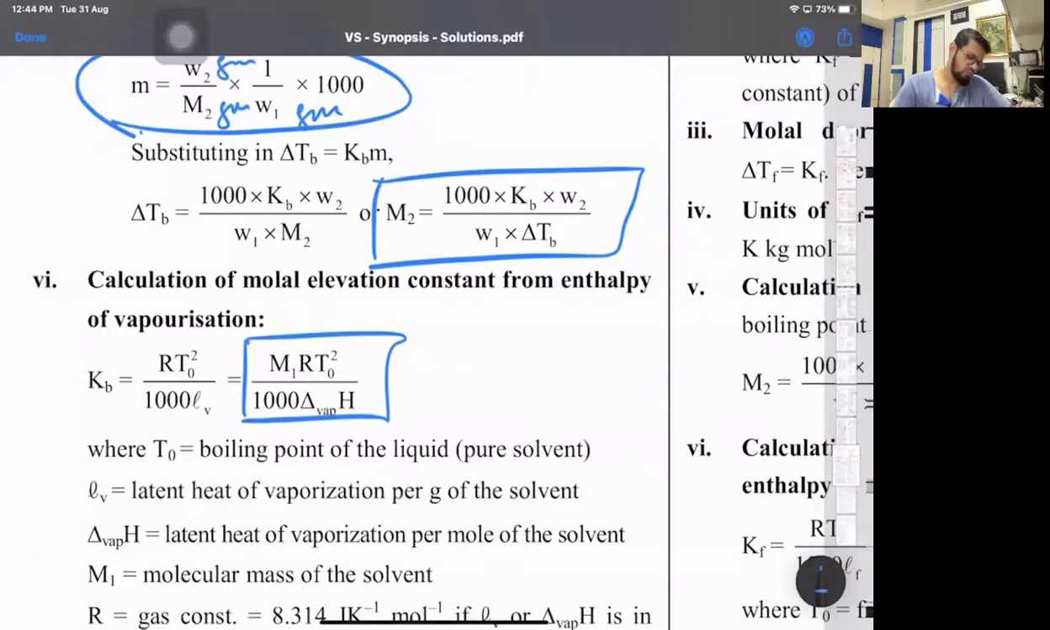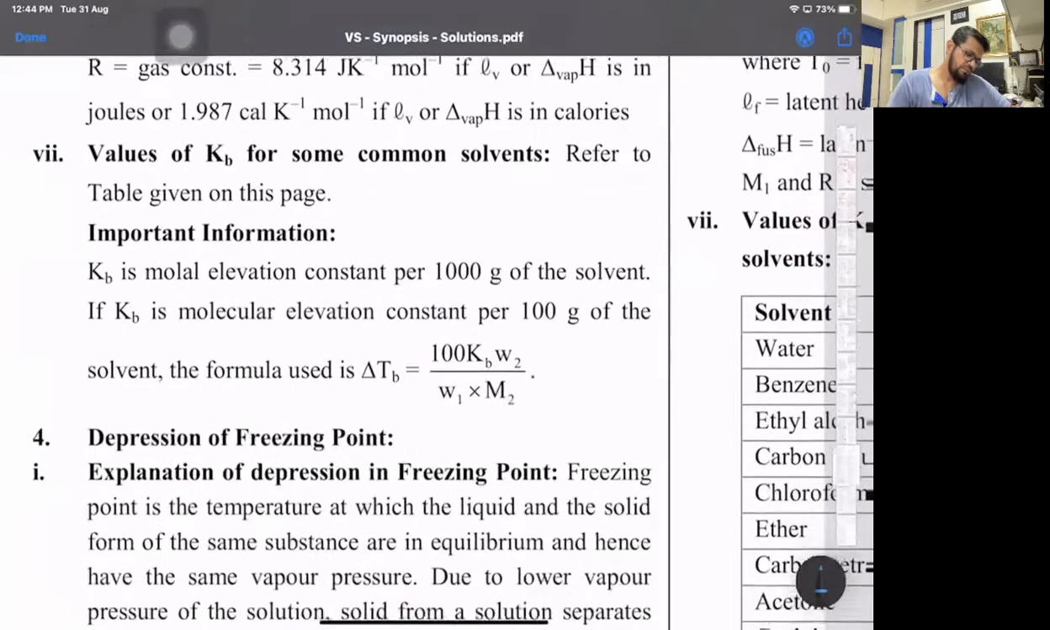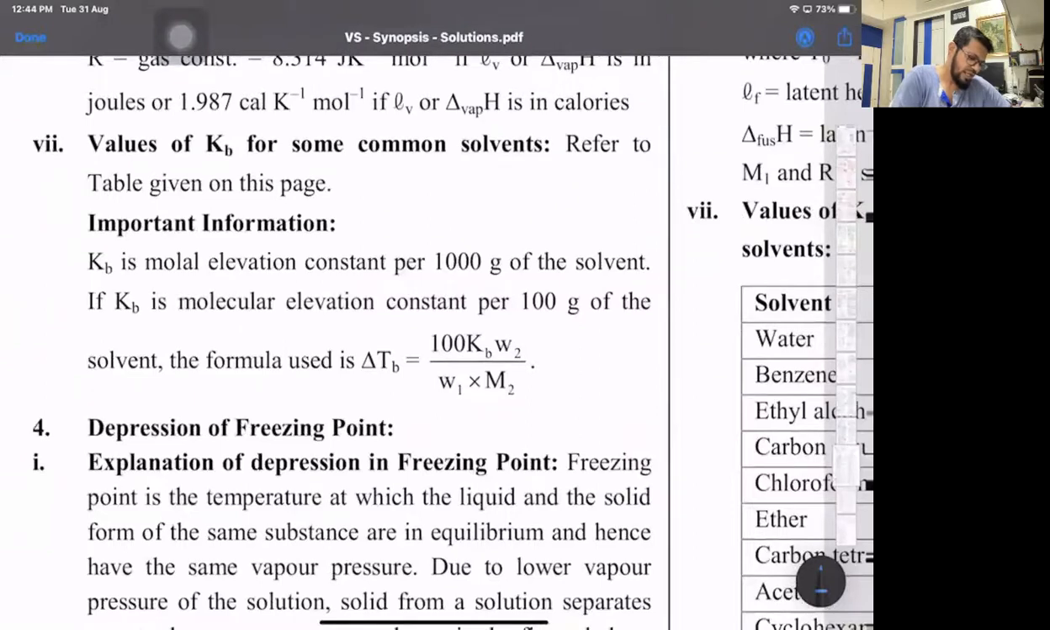That's one. All those terms, then values of Kb, R, that is the part. Delta TB also you can calculate in a similar manner from that formula only. Now, depression in freezing point. Now what happens with respect to freezing point?